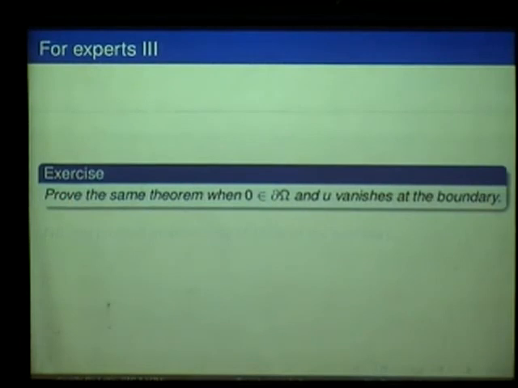So, assume that your point 0 is at the boundary of omega, and assume that u vanishes at the boundary of omega. Now, omega, of course, does not have to be a bounded set, otherwise the harmonic function is equal to 0. Okay? So think about an infinite set, and it has a certain boundary, and the function vanishes at the boundary. So can you prove the same theorem? Can you prove the same unique continuation theorem?